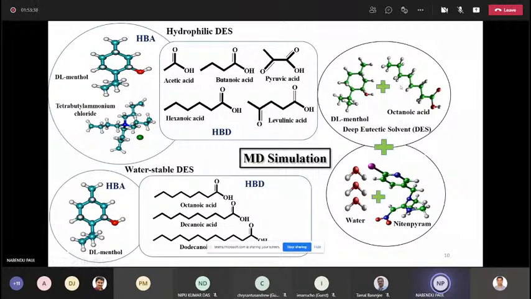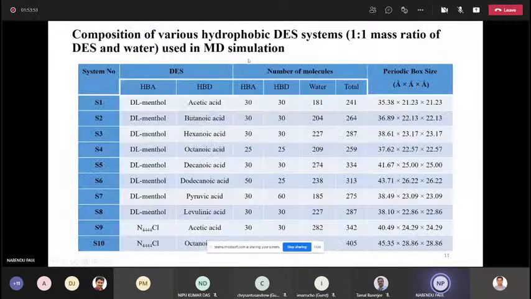And after that, on the right side, I have used the L-menthol and octanoic acid based eutectic solvent to extract nitenpyram, which is initially present in water, and later this is done with the help of MD simulation. So here is the composition of each and every system that I have prepared and executed the MD simulation. Here the 1:1 mass ratio of DES and water is maintained for all the systems.